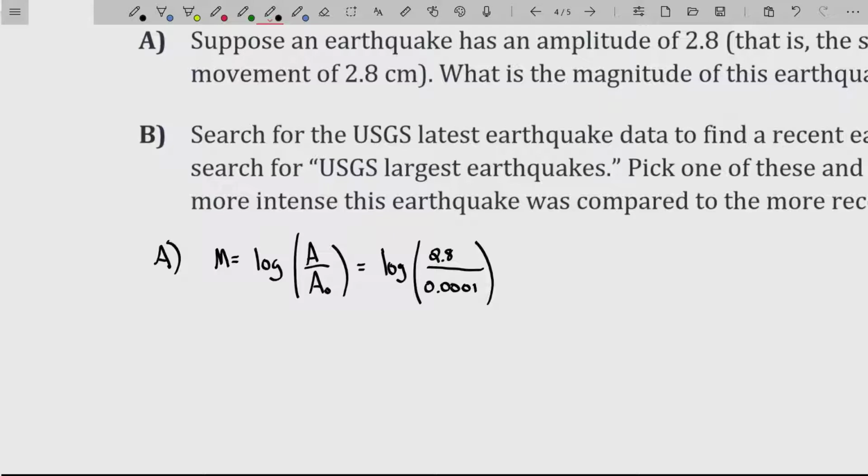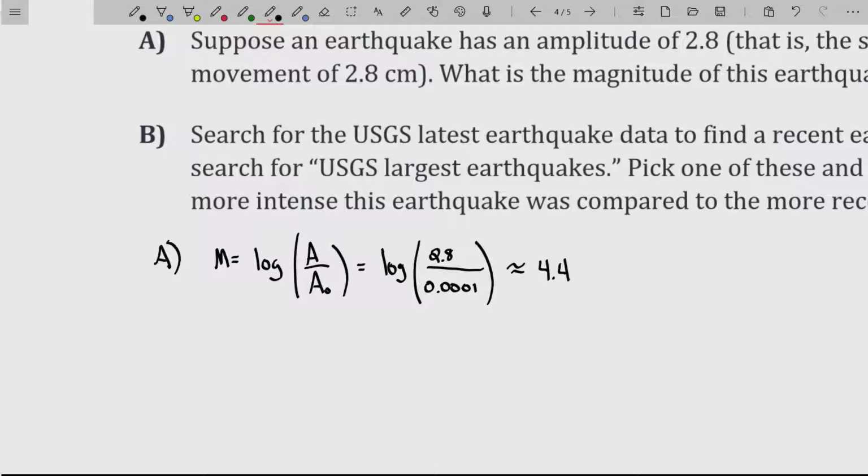Log of 2.8 divided by 0.123 and a 1. You can't see what I'm doing, but I'm doing this. And this is approximately, and I'll do what we would normally hear on the news, I'll round it to the nearest tenth. So this is a 4.4 magnitude quake.